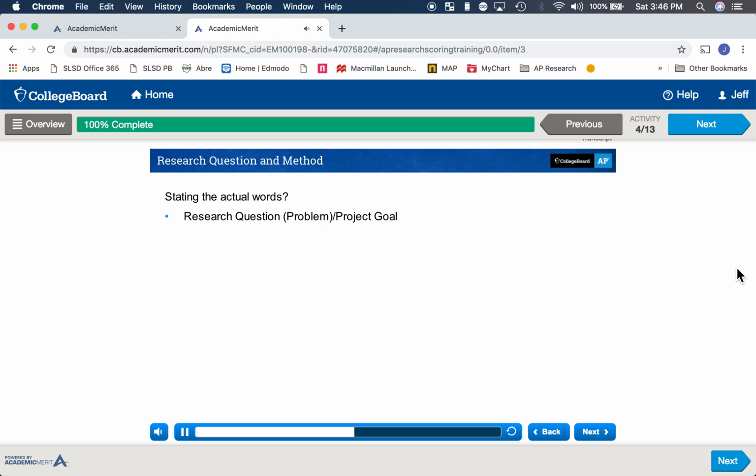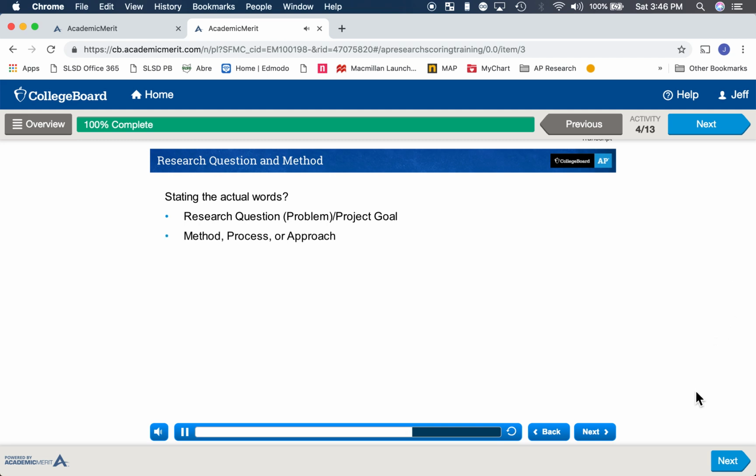Some students have the goal of designing a product or a process through their research and then studying how that product or process was received or worked in a particular context. Again, this isn't a research question, it's a research project goal, and if a student presents or states such, it gets the same points as stating a research question or problem. Okay, now on to the next set of terms.